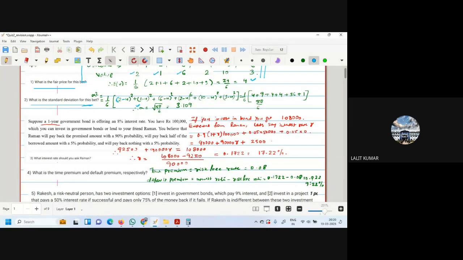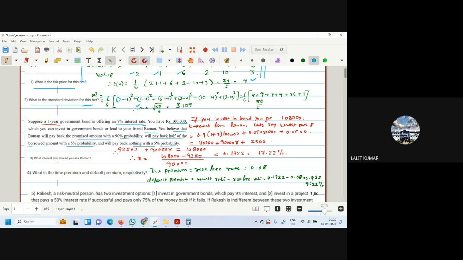Next question is: suppose a 1 year government bond is offering an 8% interest rate. You have rupees 100,000, which you can invest in government bonds or lend to your friend Raman. You believe that Raman will pay back the promised amount with 90% probability, will pay back half of the borrowed amount with a 5% probability, and will pay back nothing with a 5% probability.